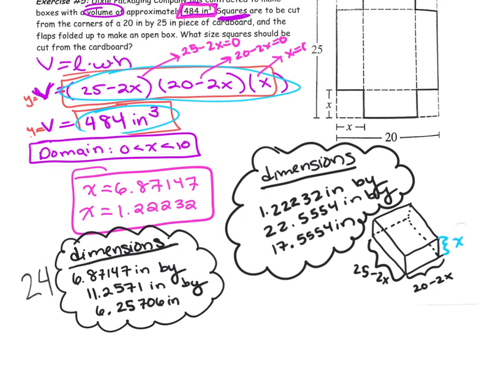Here you guys have it. These are the dimensions. You actually have options. The dimensions for this cardboard cutout box could either be these dimensions or these dimensions. I didn't round anything because the question didn't say to round. Either one of these will get you to a volume for the box of 484 inches cubed.